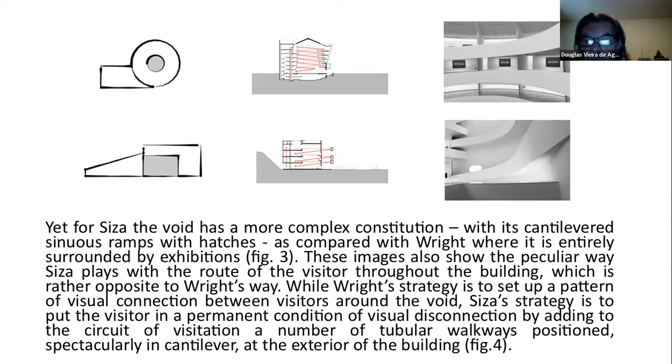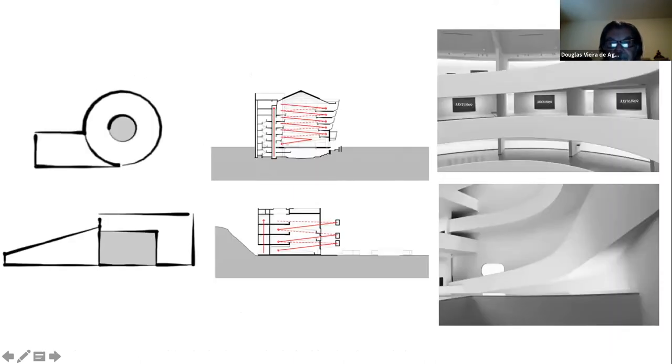These images also show the peculiar way Siza plays with the route of the visitor throughout the building, which is rather opposite of Wright's way. While Wright's strategy is to set up a pattern of visual connection between visitors around the void, Siza's strategy is to put the visitor in a permanent condition of visual disconnection by adding to the circuit of visitation a number of tubular walkways positioned spectacularly at the exterior of the building. These images illustrate this point I was talking about.